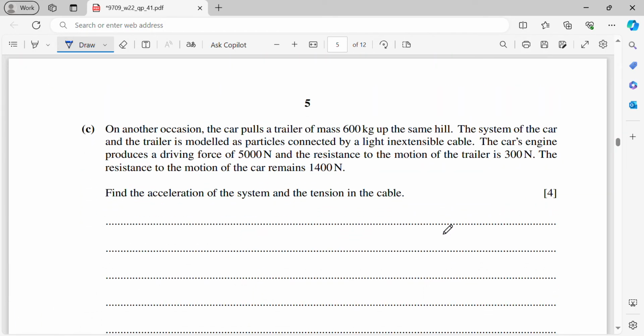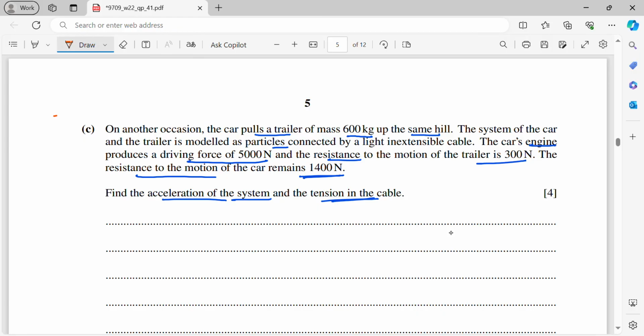Now, on another occasion, the car pulls a trailer of mass 600 kg up the same hill. The system of the car and the trailer is modeled as particles connected by a light inextensible cable. The car's engine produces a driving force of 5,000 newtons. The resistance to the motion of the trailer is 300 newtons. The resistance to the motion of the car remains as 1,400 newtons. Find the acceleration of the system and the tension in the cable.